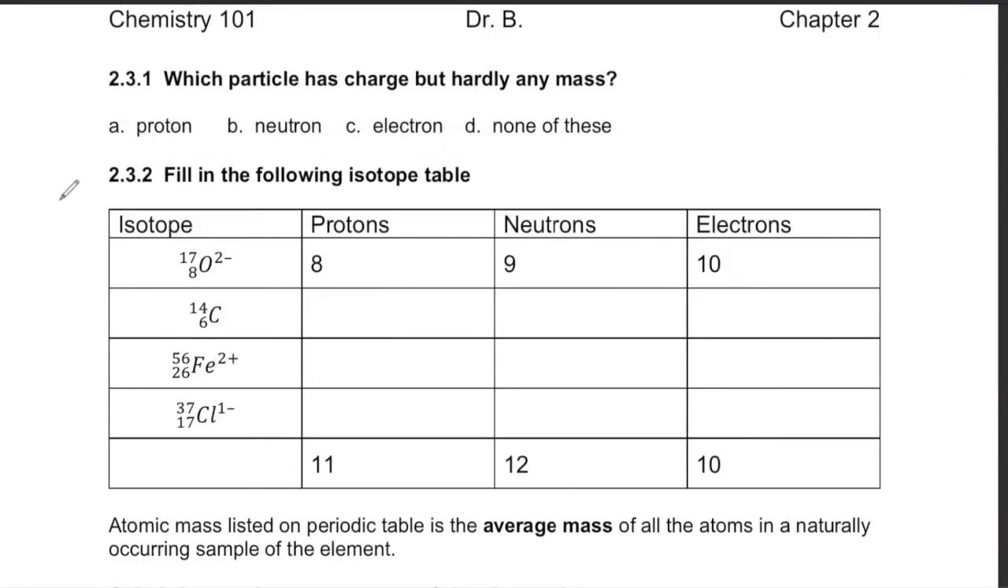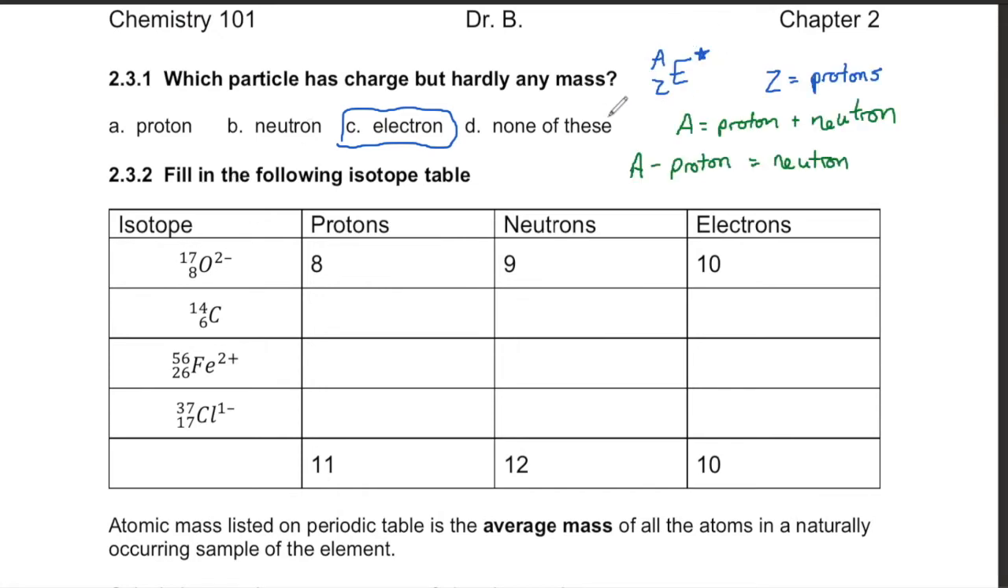Let's take a look at these review questions over here. A particle that has charge but hardly any mass would be the electron. The proton also has charge, but it does have mass. So the proton and the electron have charge. The proton and the neutron have significant mass.